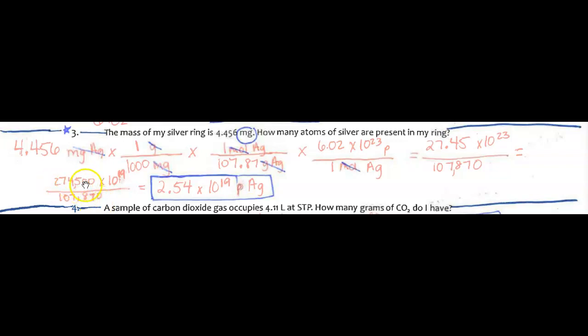That way I could easily divide this larger number by 107,870. Again, you could have done that multiple ways. You could have just plugged this number into the calculator if you're comfortable with that as well. So I did it like this, and I got 2.54 times 10 to the 19th atoms of silver.